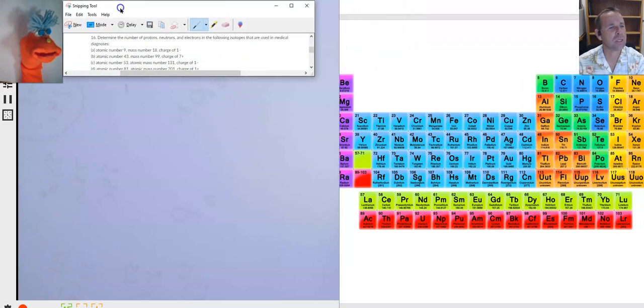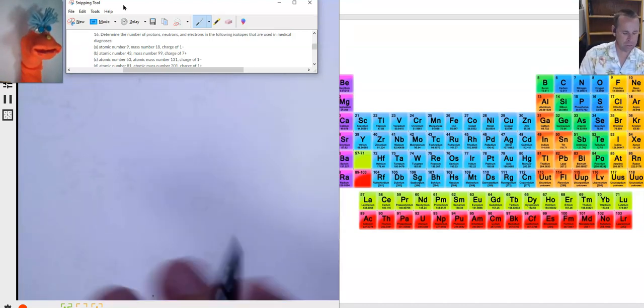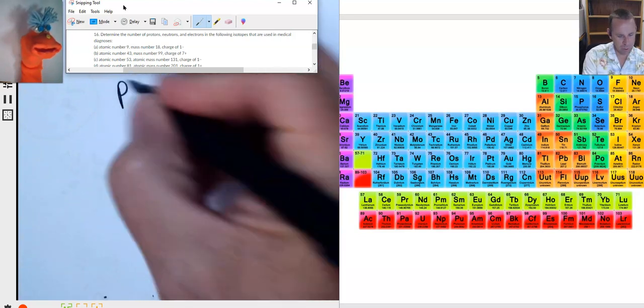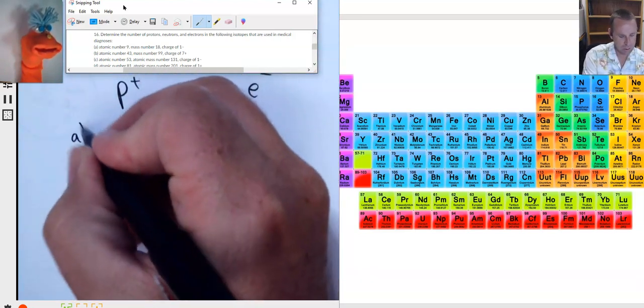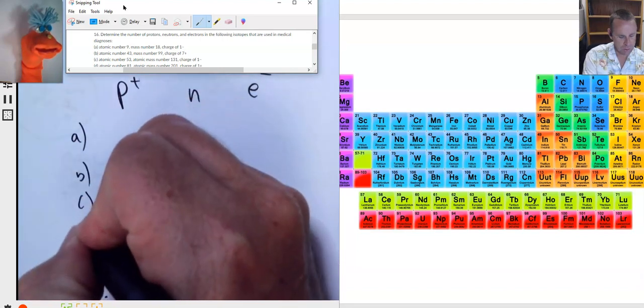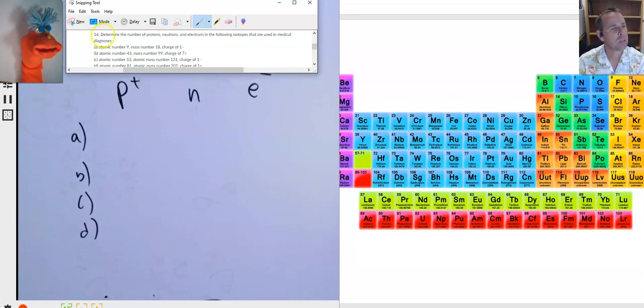Protons, neutrons, and electrons. Atomic number 9, mass number 18, charge 1. So here we'll do our favorite game. Protons, neutrons, electrons. A, B, C, D. Okay, let's start off with those ones. So atomic number 9, is that protons? Yeah, that's protons. Very good.